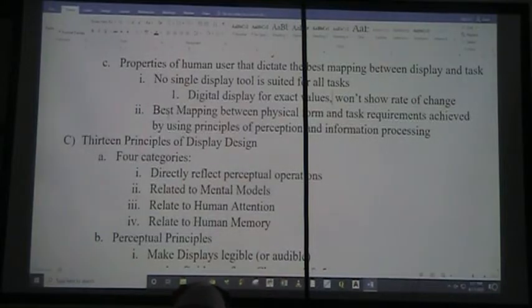All right, our best mapping between the physical form of the display and the task requirements, we get that by using our principles of perception and engineering and information processing. Oh, bloody hell. It's been a long day.